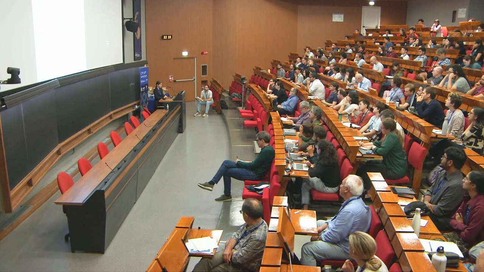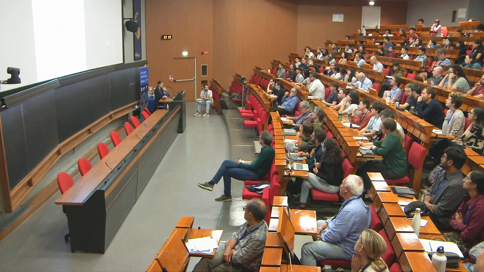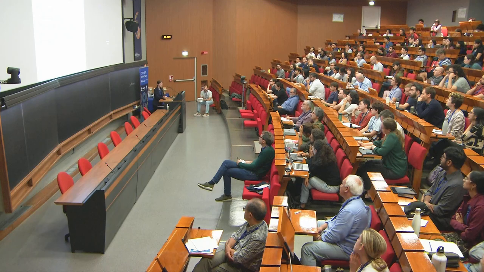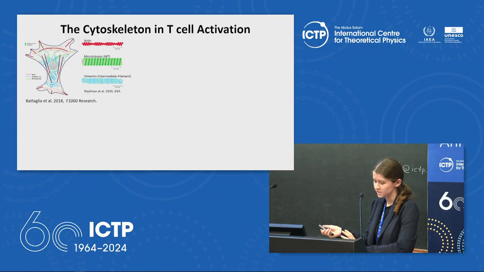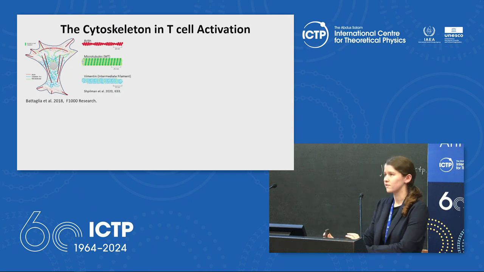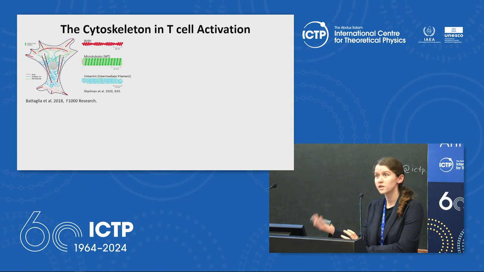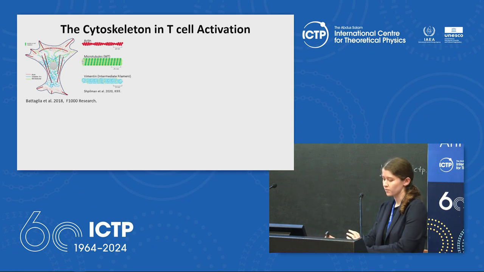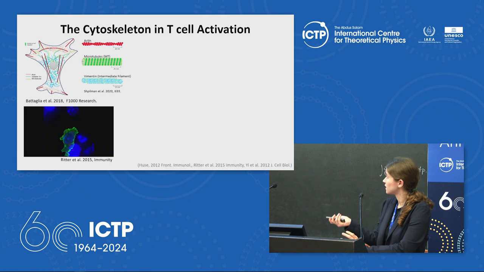So today I'll be discussing some of my work on the role of vimentin in T cell activation. Similar to actin and microtubules, vimentin is a filamentous protein that forms a large network within the cell. Together these networks form the cytoskeleton, which drives shape changes, movement, and force generation, all of which are important for my area of research, which is T cell activation.